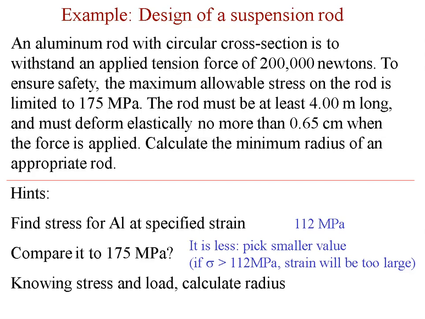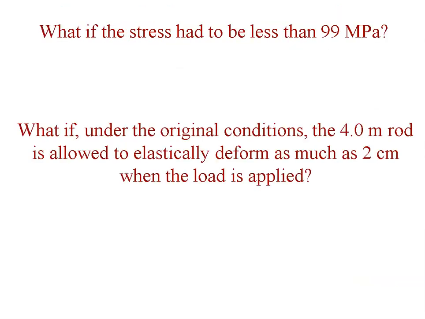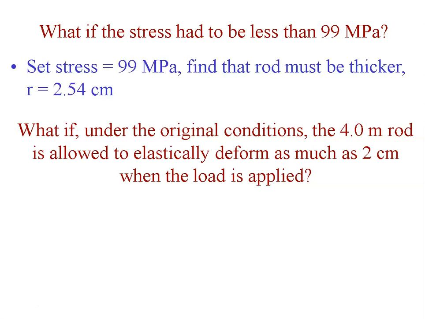In other words, the stress had better not exceed 112 megapascals, because otherwise the strain is going to be more than 0.65 centimeters. Now that we know that the stress is 112 megapascals and that the load is 200,000 newtons, we can go ahead and calculate the original cross-sectional area of the rod, and that gives us R equals 2.38 centimeters. Suppose we had a very conservative engineer and the stress is not allowed to be more than 99 megapascals. In that case, we set 99 megapascals equal to 200,000 newtons divided by pi r squared, and we find that a thicker rod must be used, 2.54 centimeters.